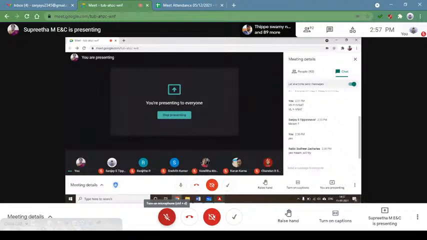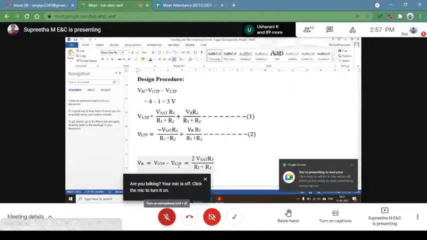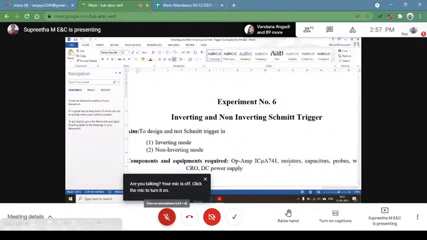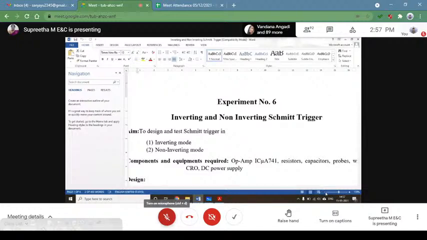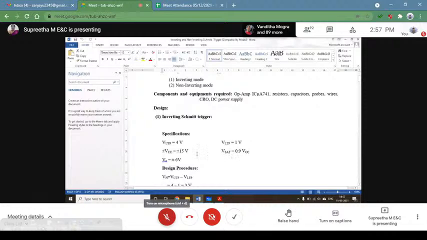Now, so this is your Schmitt circuit. I'll send the other one. This is the older version of it. So what are the components required and given any specification? Here you see the specification is 4 volts and 1 volt. VUTP should be 4 volts and VLTP should be 1 volt for an inverting Schmitt trigger.